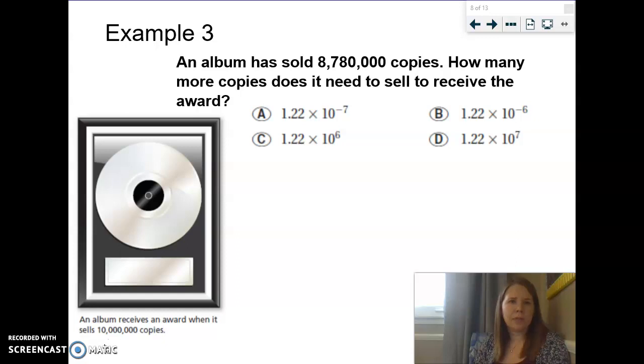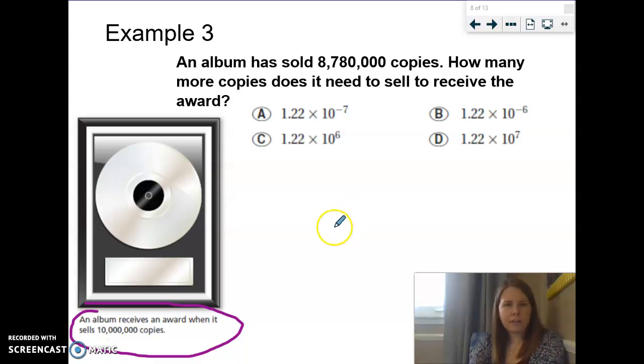So, example 3. An album has sold 8,780,000 copies. How many more copies does it need to sell to receive the award? All right, so at the bottom here, they also said that an album receives an award when it sells 10 million copies. So here is how I would set up this problem, okay?